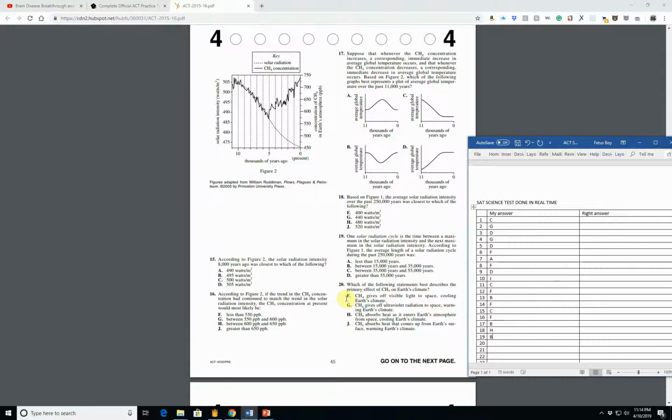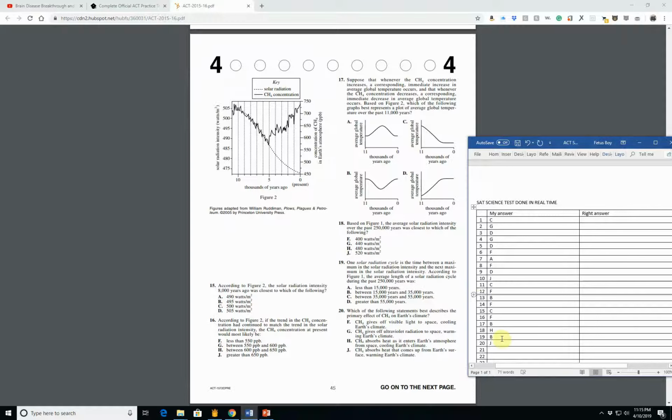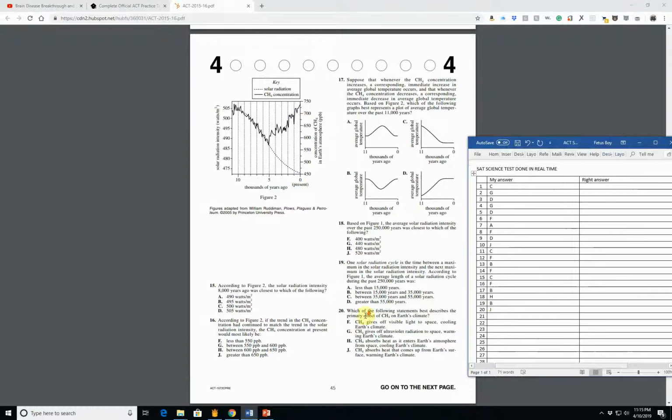Which of the following describes the... Okay, it's not F, it's not G. Absorbs heat, cooling... Yeah, that's what happens. It cools it by absorbing heat. Absorbs heat that comes up, warming Earth's climate. Okay, so that would be the best one. Since it warms the Earth, that's the only one that can work. All right, 21.